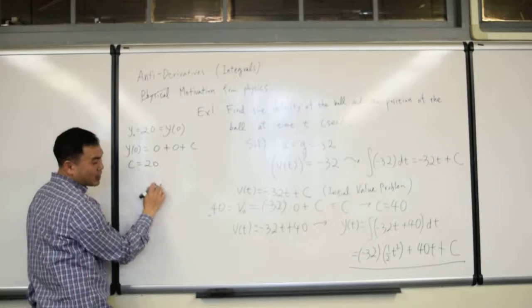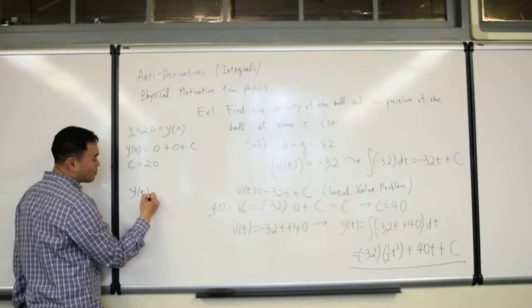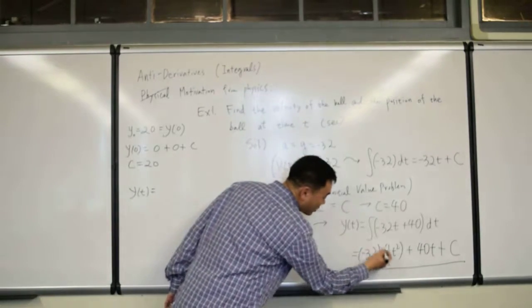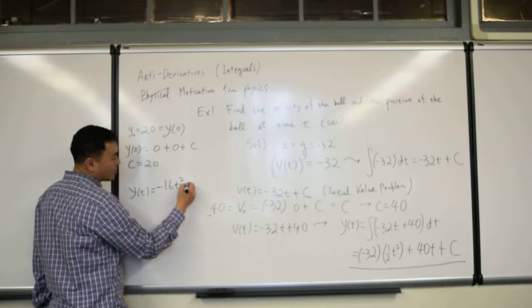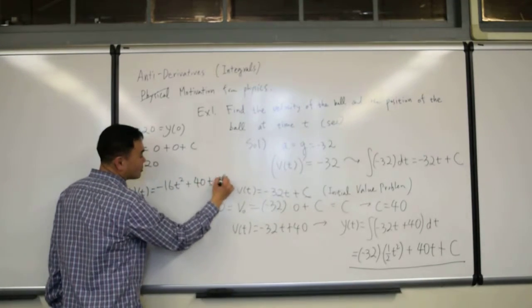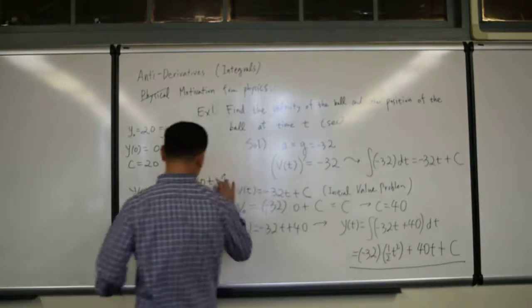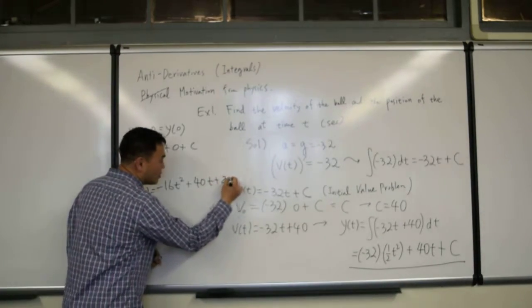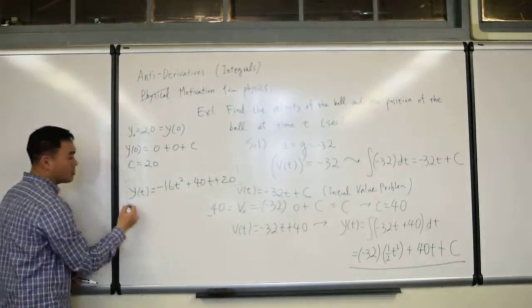And then plugging this back into this formula for y of t, now finally you have the answer. Y of t equals 32 and 1/2 cancels to negative 16. Negative 16t squared plus 40t plus c. Okay. So that's the answer. So sorry. Plus c was 20, right? Plus 20. So now we have the answer for the position.